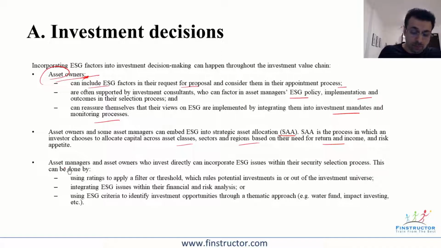Finally, asset managers and asset owners who invest directly into stocks or directly into fixed income securities can incorporate ESG issues within their security selection process. And again, we'll study this in a lot more detail, but you can use a ratings based filter or threshold, which rules out potential investments or rules in potential investments. Similarly, you can integrate ESG issues within your financial or risk analysis, your modeling, your valuation discount, and so forth. Using ESG criteria to identify opportunities through a thematic approach. So if you're a specific impact investing fund or a water fund or an energy conservation fund, then you can directly look for those themes and look for those stocks that are helping that particular theme. So these are some ways how ESG can be incorporated into investment decision making.